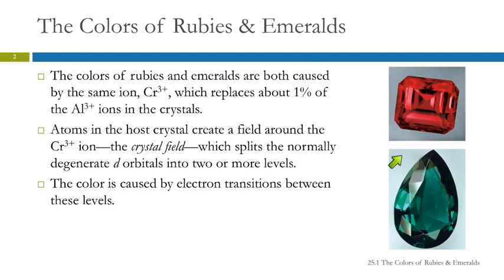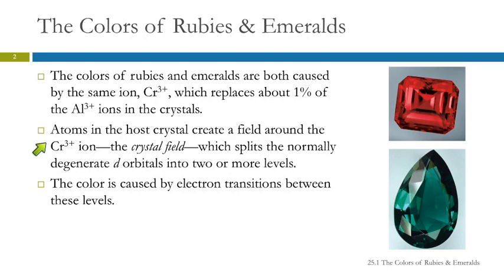So the colors of both of these stones, which are kind of like opposite colors, come from the same ion, and that's from the chromium-3 ion. So these are compounds of aluminum, but because about 1% of the aluminum ions have been replaced with chromium ions, that gives a different color to the substance.